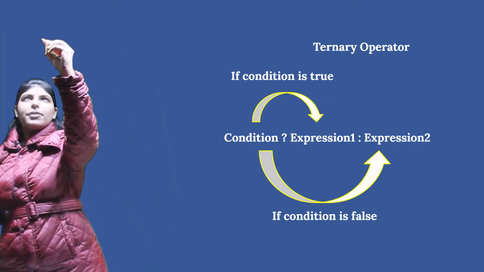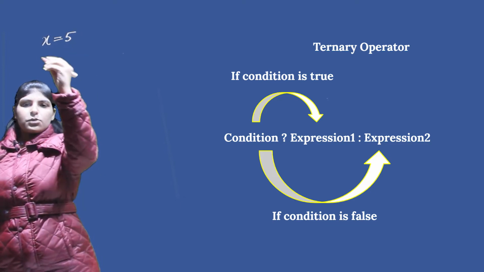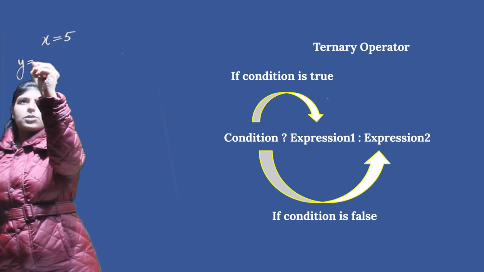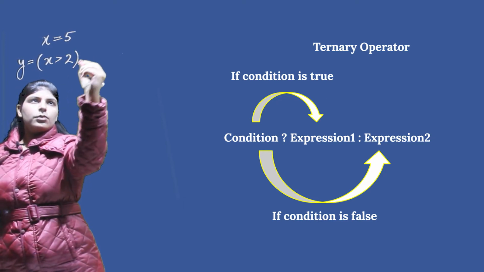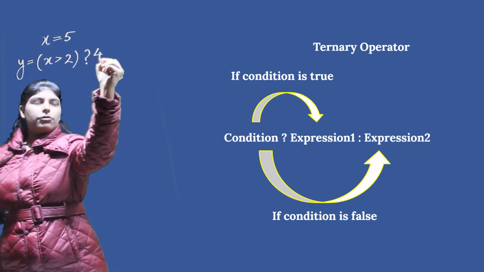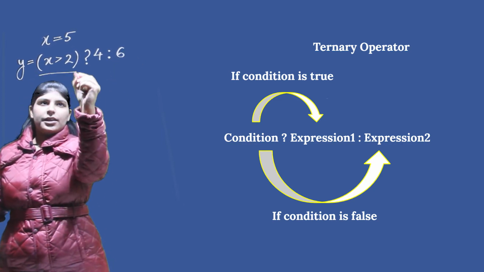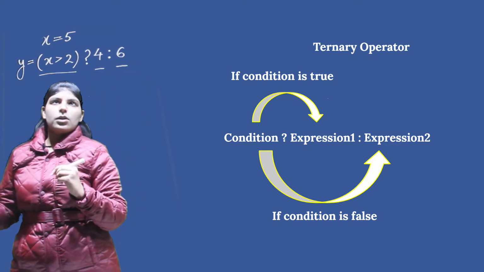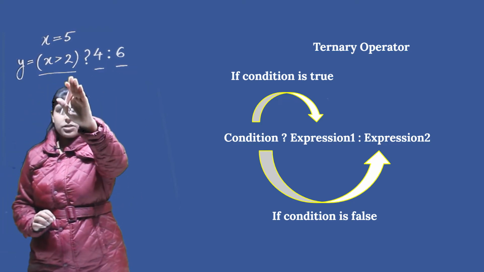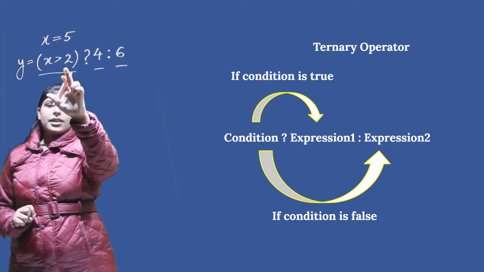Let us say I have a variable x equal to 5. Now if I do y equals x greater than 2 question mark 4 colon 6. This is the condition. This is expression 1. This is expression 2. Now I'll first check this condition, x greater than 2. I have x equal to 5, so this condition is true.